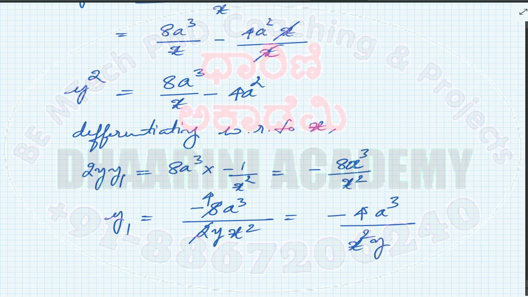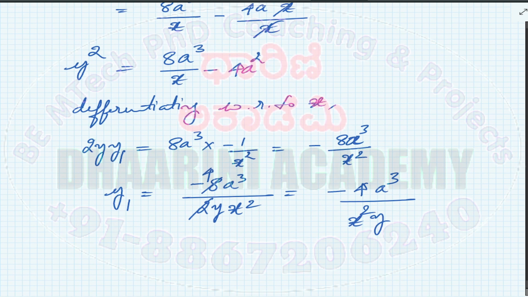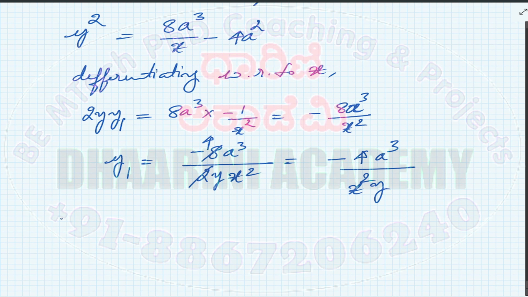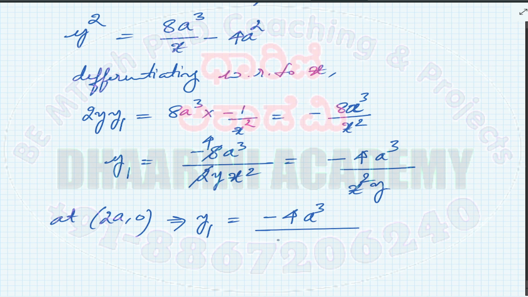Okay, now I need to find out what is the value of y1 at a given point. So at the given point, that is (2a, 0), in the sense x is 2a, y is equal to 0. What happens to y1? Let's calculate. This is minus 4a cube divided by, x is nothing but 2a, this is 2a square into y is 0. So this is undefined, in the sense it becomes infinity, so y1 becomes undefined.